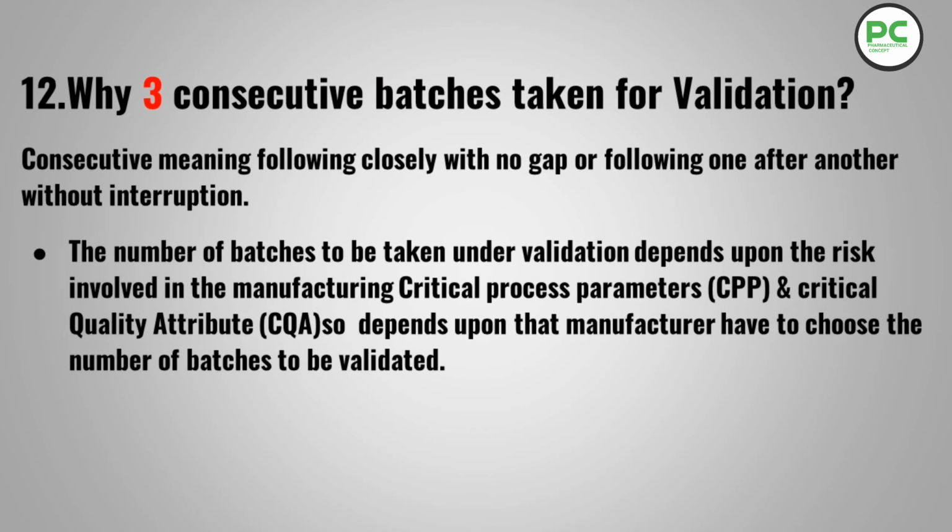Why have 3 consecutive batches been taken for validation? Consecutive means following closely with no gap, or following one after another without interruption. The number of batches to be taken under validation depends on the risk involved in the critical process parameters (CPP) and critical quality attributes, so it depends upon the manufacturer to choose the number of batches to be validated.